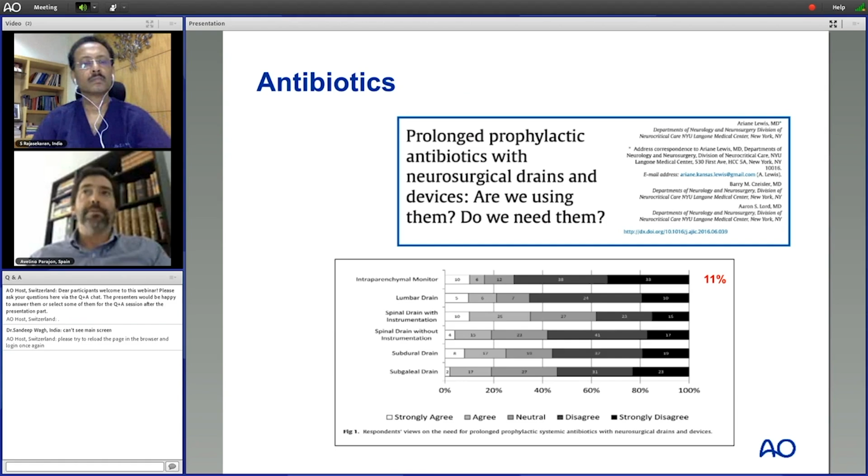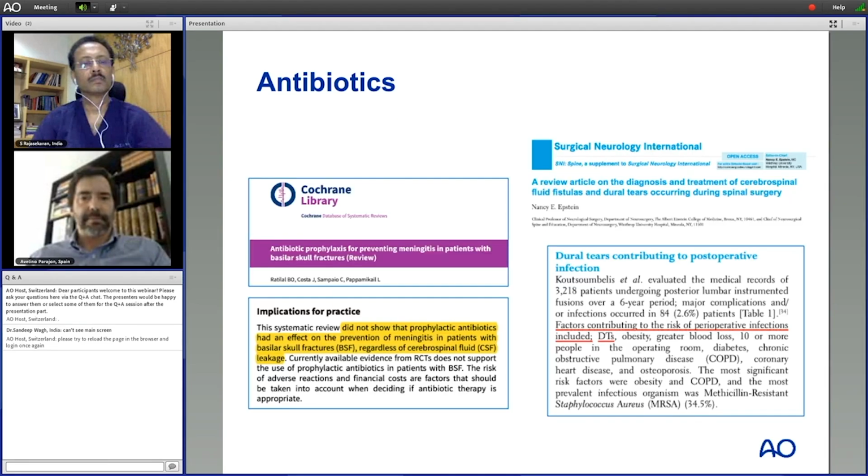Another very controversial point in the treatment of CSF leaks is the use of antibiotics. We are all worried about the potential complication of meningitis, but in this survey done among USA neurosurgeons, only 11% of them consider prescribing antibiotics, even when using a lumbar drain.